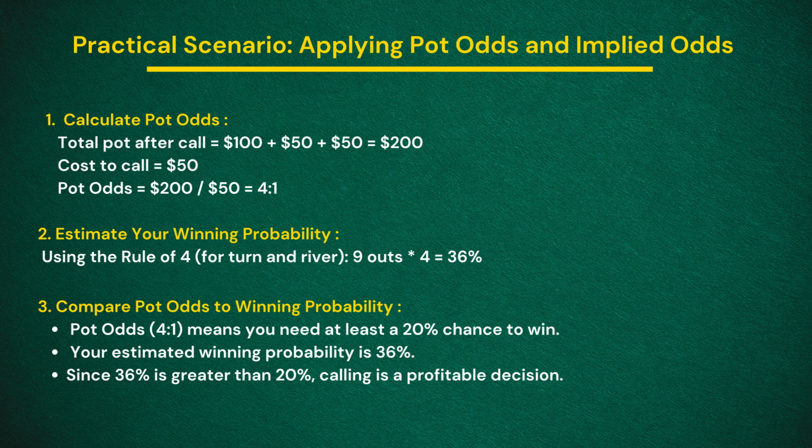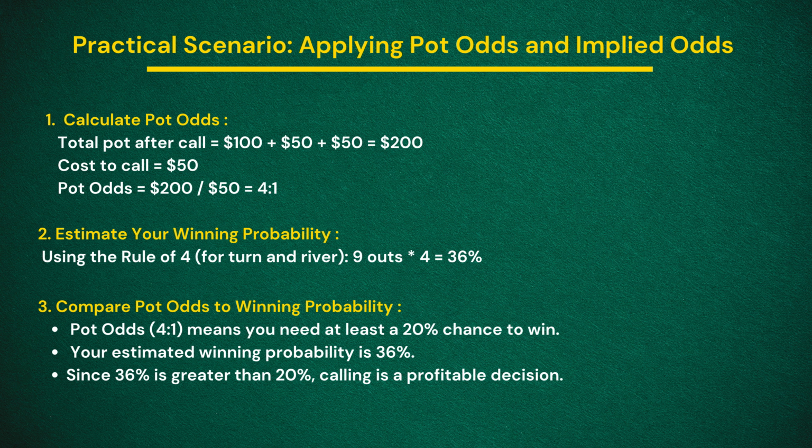1. Calculate pot odds. Total pot after call: $100 plus $50 plus $50, equals $200. Cost to call is $50. Pot odds: $200 divided by $50 is 4-1. 2. Estimate your winning probability. Using the rule of 4 for turn and river, 9 outs times 4 equals 36%.